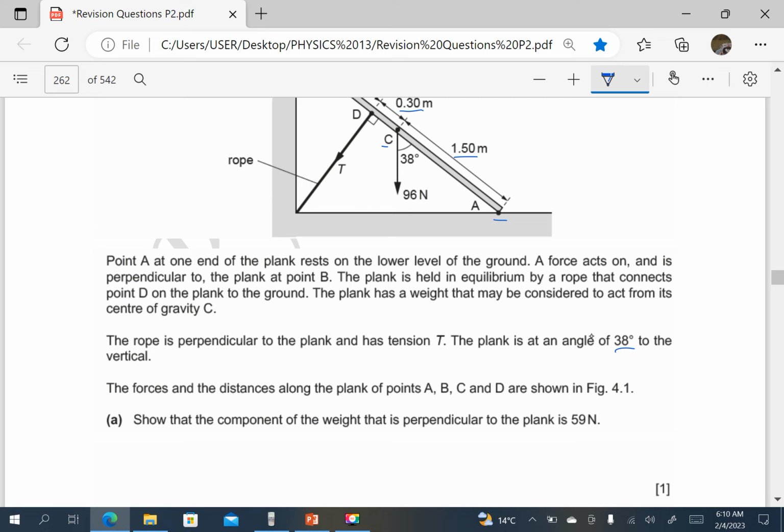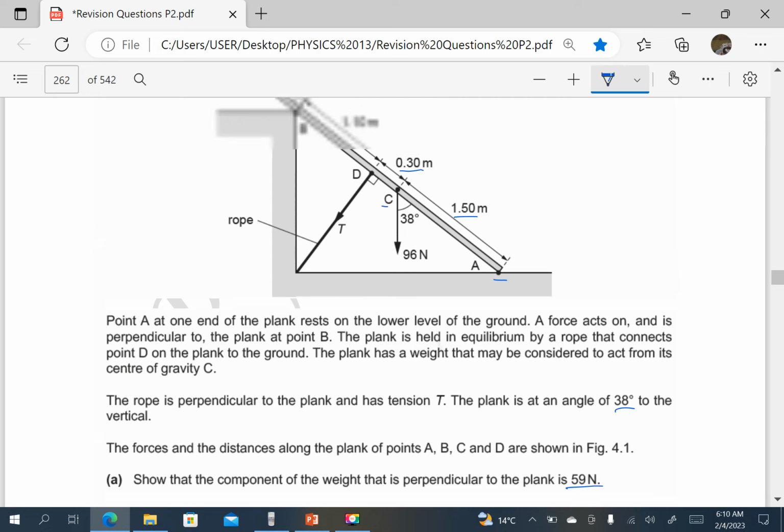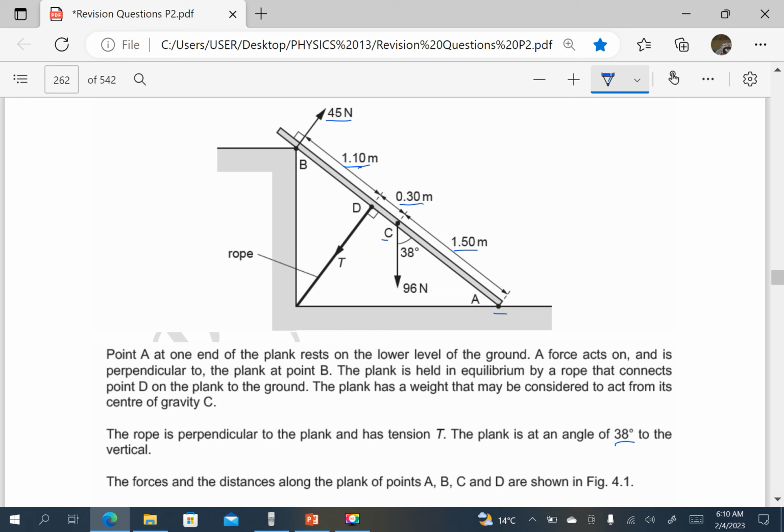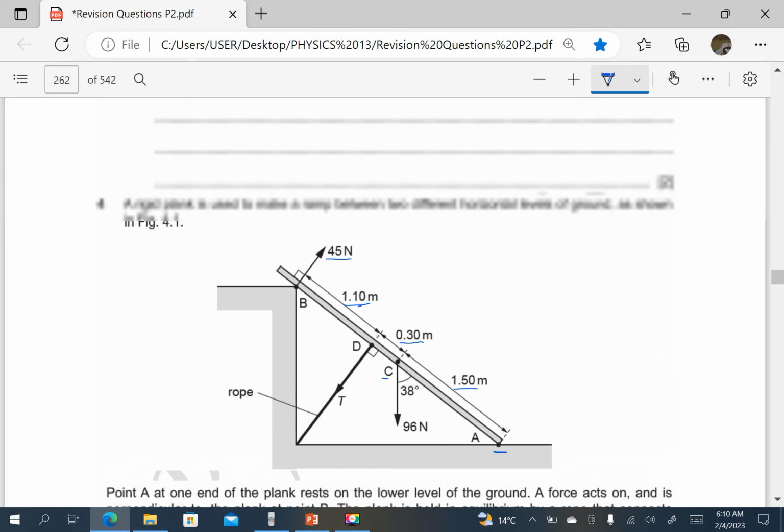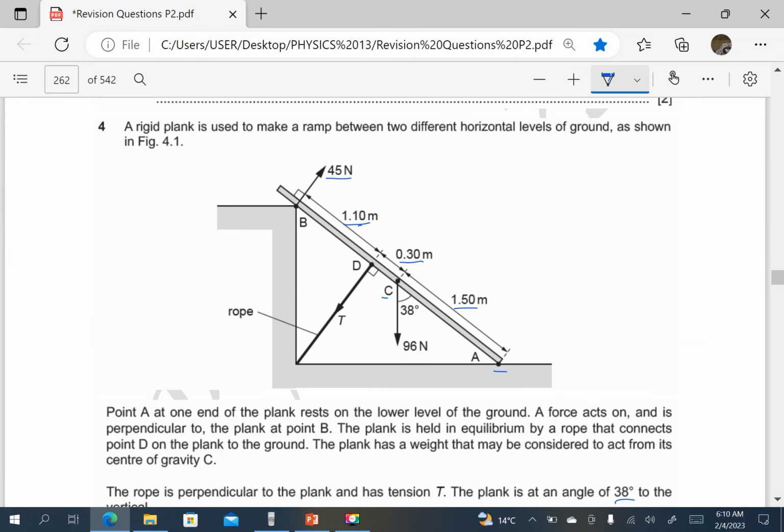Show that the component of the weight that is perpendicular to the plank is 59. So we look at the weight. The weight is given as 96. Now we want a component that is perpendicular, so I will draw a perpendicular line to the plank. So we are going to resolve the 96 newtons perpendicular to the plank.